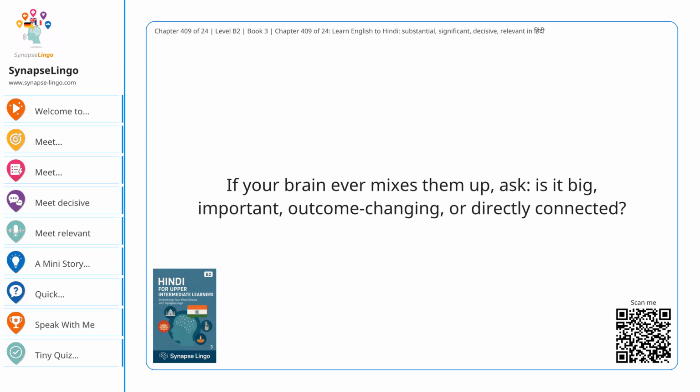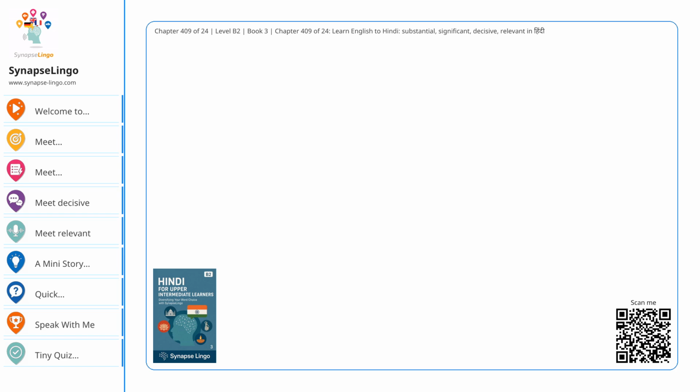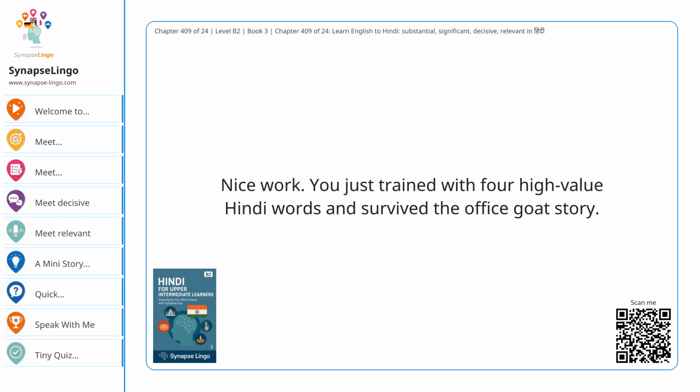If your brain ever mixes them up, ask, is it big, important, outcome changing, or directly connected? Then choose पर्याप्त, महत्वपूर्ण, निर्णायक, or प्रासंगिक. See you next time. Nice work. You just trained with 4 high-value Hindi words and survived the office goat story.